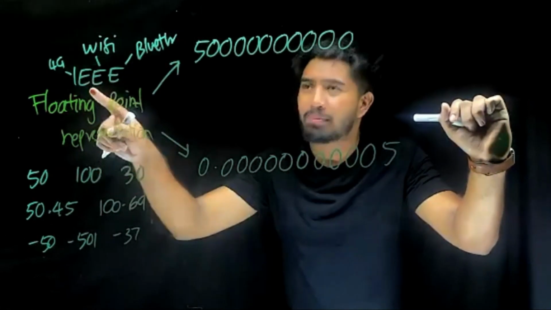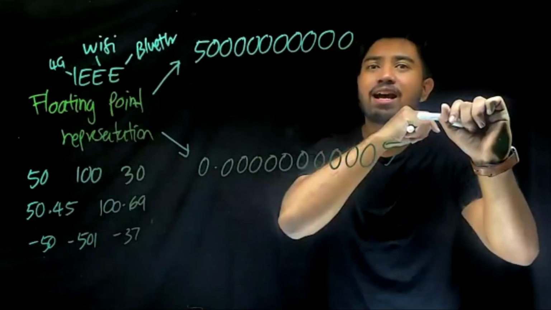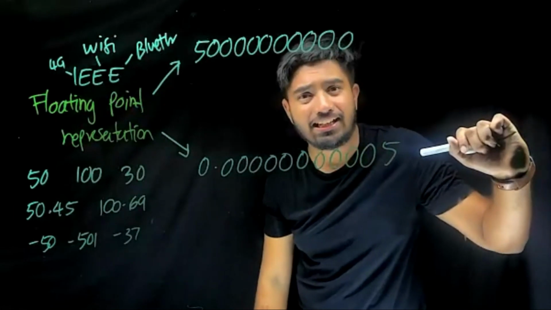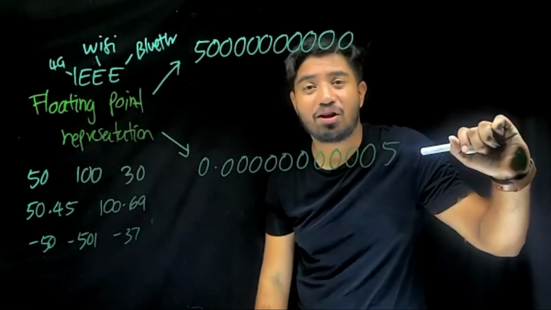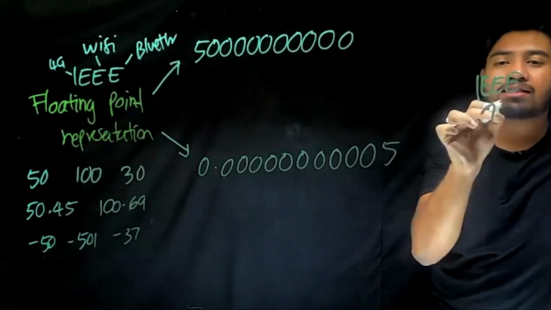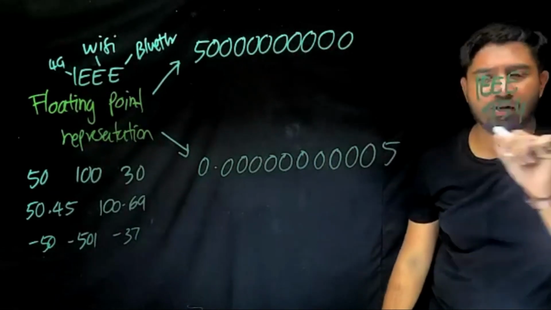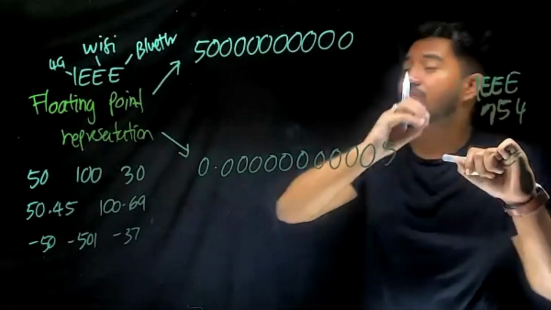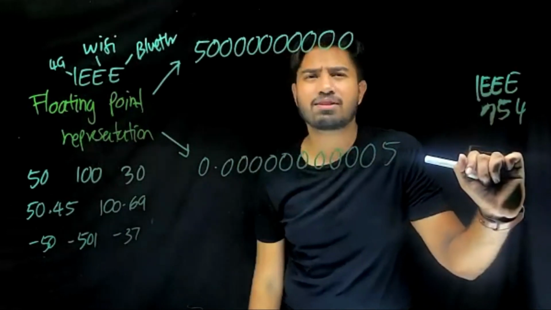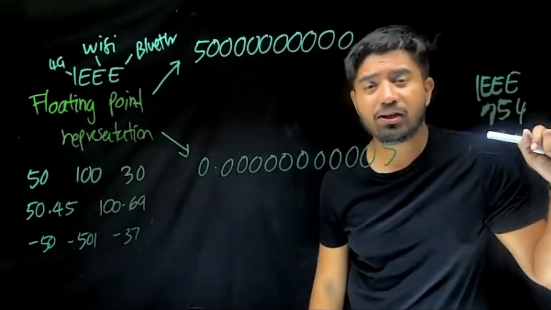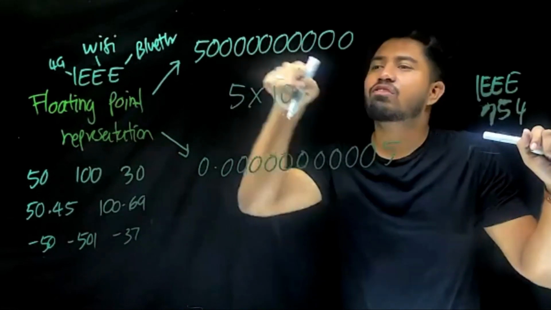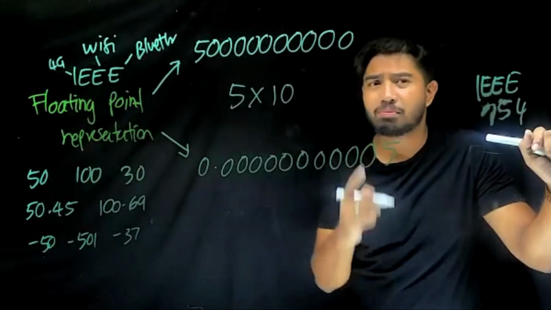IEEE came up with a solution to represent large or small numbers using their technique, called 754. The 754 standard represents floating point. Now, how can I represent this large number in a shorter way? You can do it: 5 into 10 to the power what will give me this answer? 10 to the power 1 is 10.